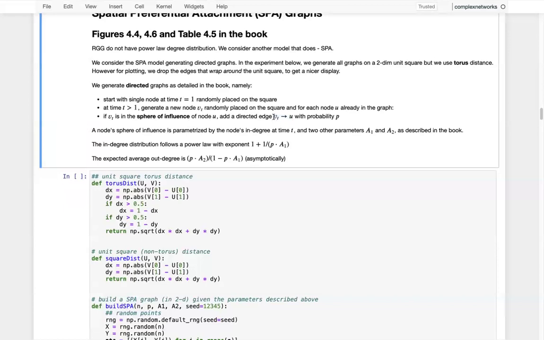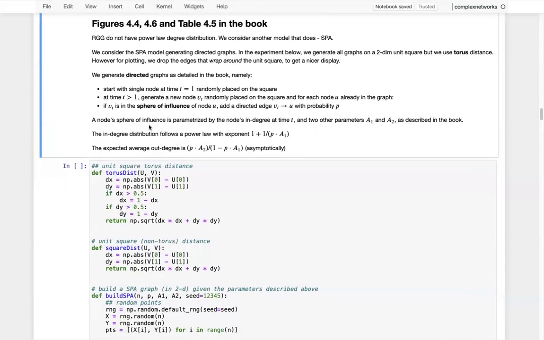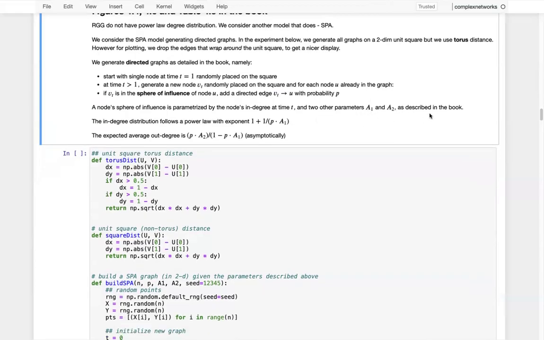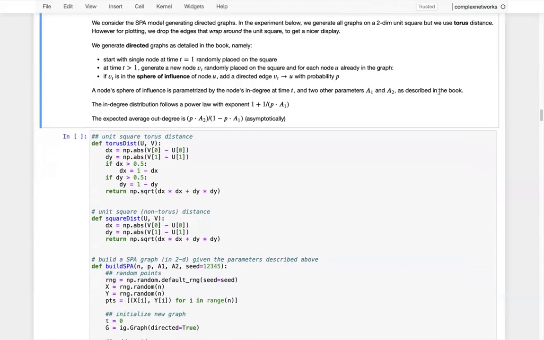So VT is the new node created at time t. We're going to create a directed edge from VT to U with probability P if VT is in what we call the sphere of influence of node U. Okay, and the sphere of influence is parameterized by the node's in-degree at time t. There are two other parameters also, A1 and A2, details in the book, but one of the interesting facts for this model is that there are some theoretical results for the in-degree power law distribution.